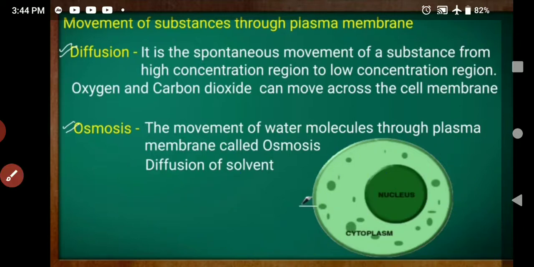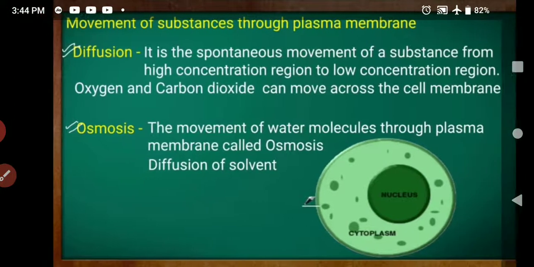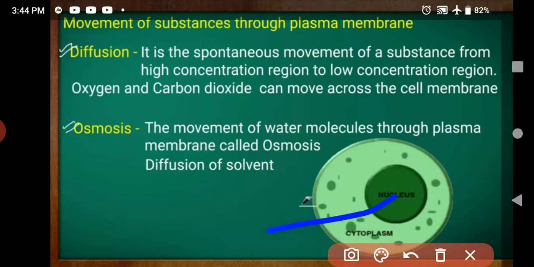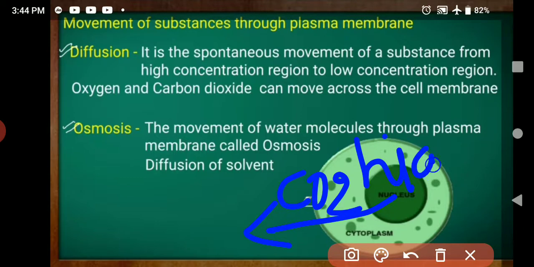Carbon dioxide moves out of the cell when inside the cell concentration is higher than outside the cell. Inside the cell concentration is high and outside the cell concentration is less. So carbon dioxide moves out of the cell in this condition.